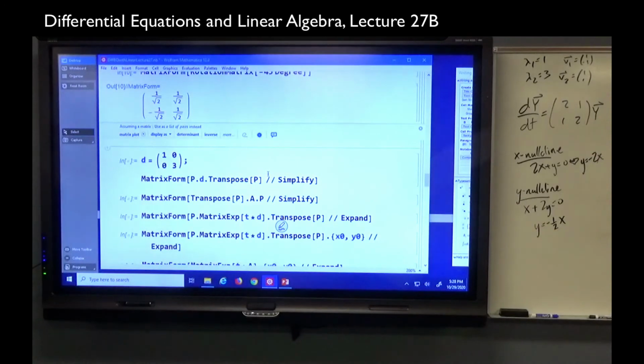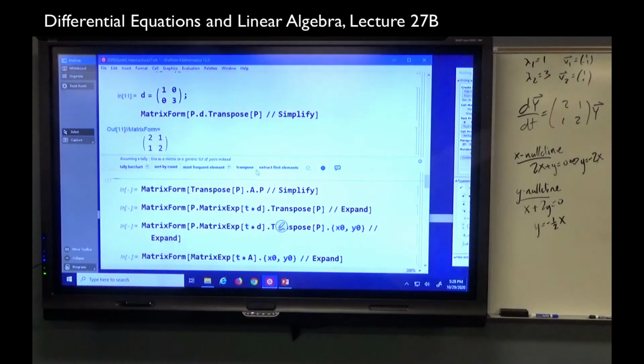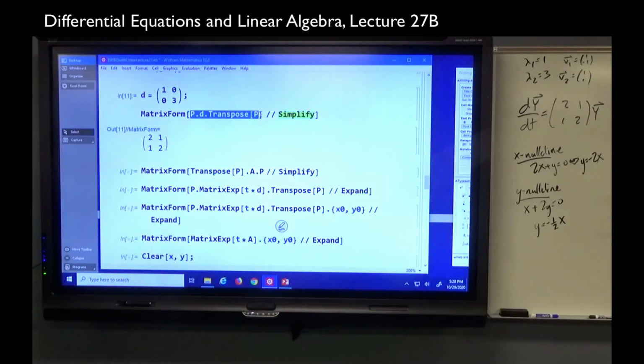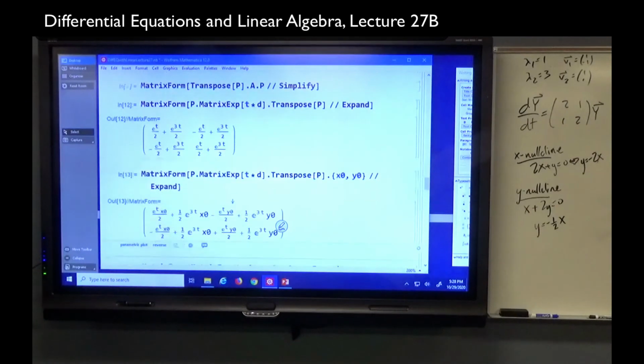And there's the matrix D. I couldn't call it capital D because Mathematica reserves that for the differentiation operator. P D P transpose is the original matrix A. And you can, for example, compute the matrix exponential in these various ways.